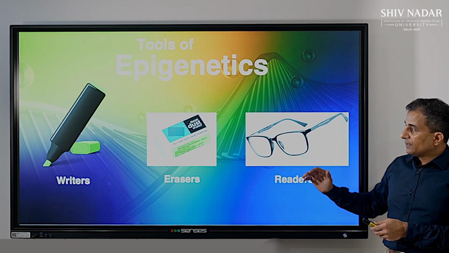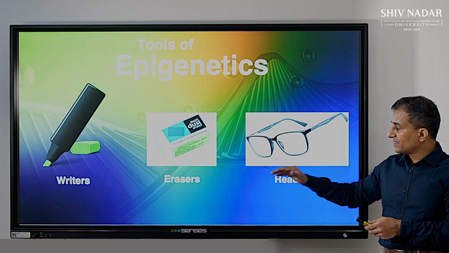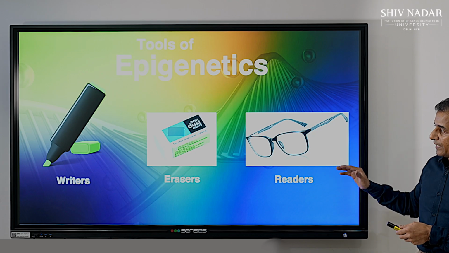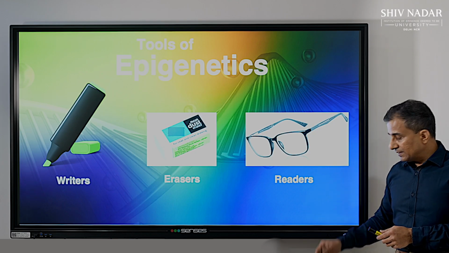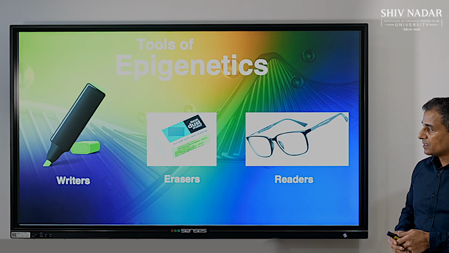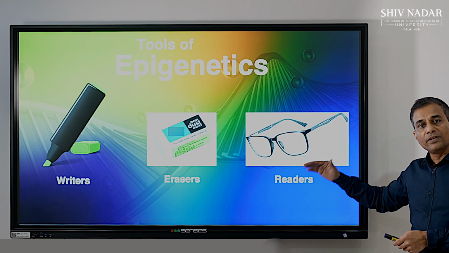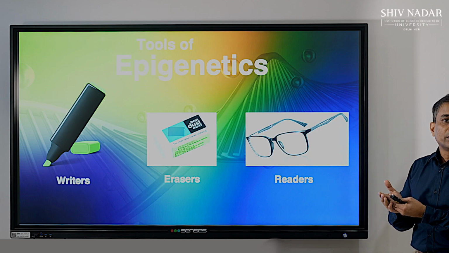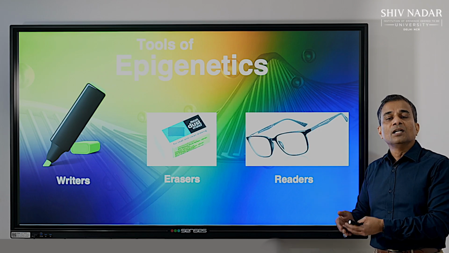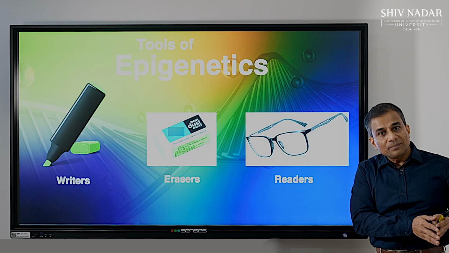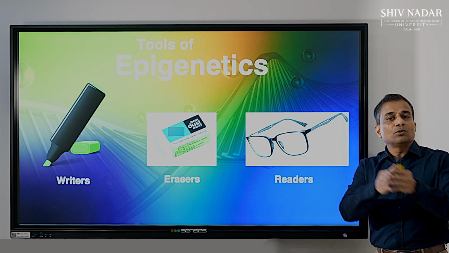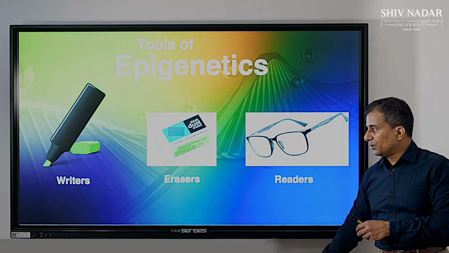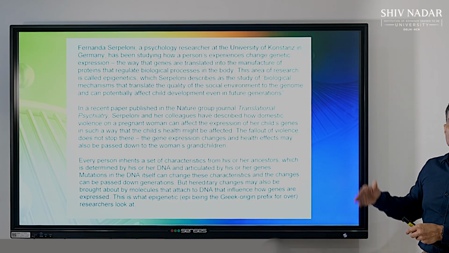We try to understand the function of writers, erasers, and readers, so that through this we'll understand how the entire epigenetic regulation is brought about in any biological system. Even today we're going to talk about some of these. Once you understand the function of these three different subsets of tools of epigenetics, we are able to follow how they function in coordination in any biological system to bring about the transition from genotype to phenotype, from genes to that of the being. This is, in a nutshell, what epigenetics is about. So let's dive deep into what it does to the genomes.